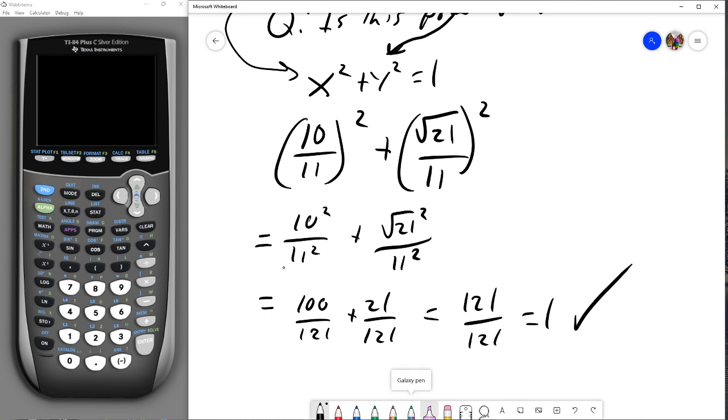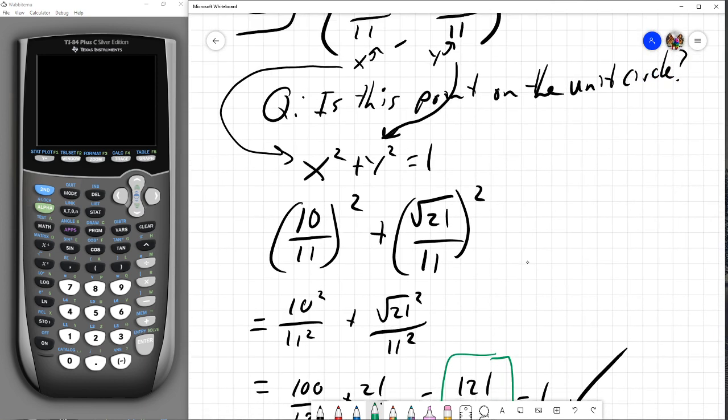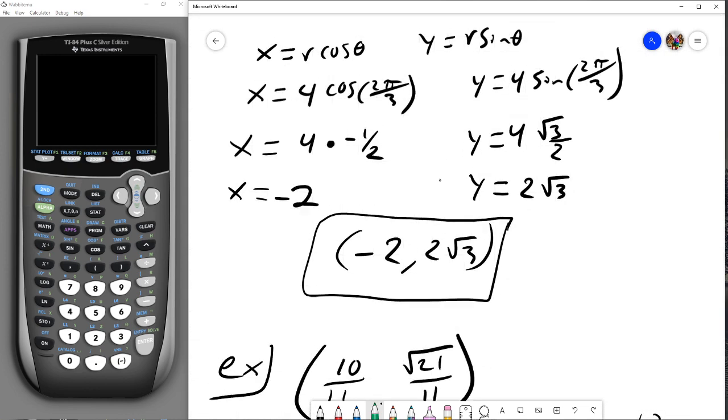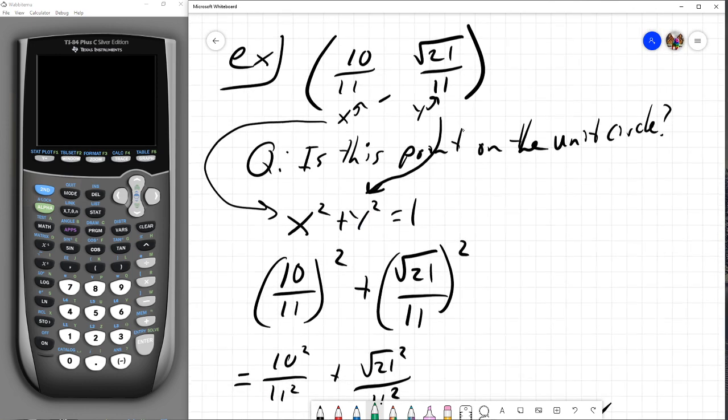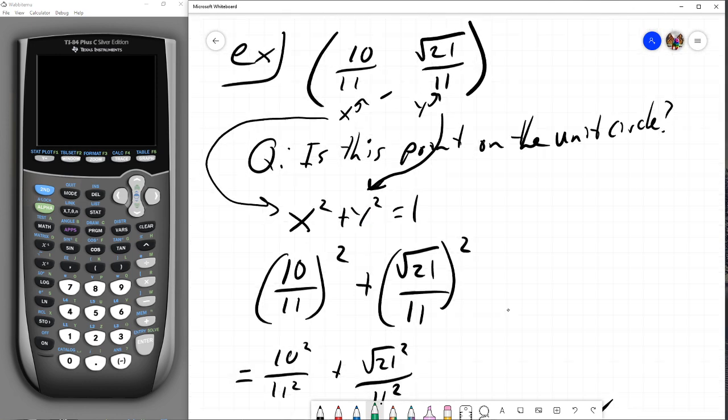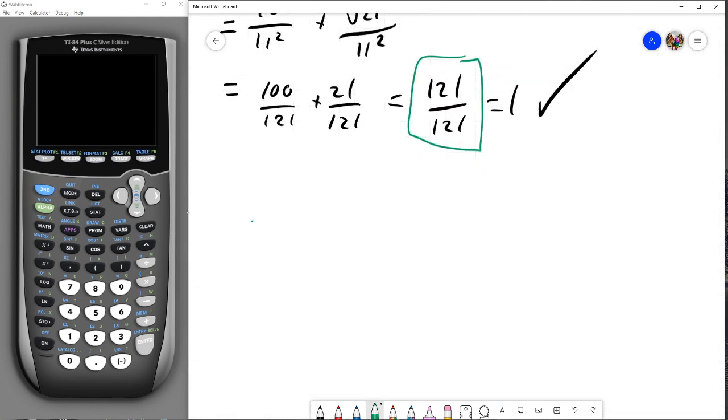To re-emphasize, once we add these quantities together, if you get something that is not 1, then you know it is not on the unit circle. In our case, this quantity boxed in green is equal to 1, so we know it is on the unit circle. So that's two kinds of questions we can ask about points on circles: one is finding xy coordinates with a given angle and radius, and another is whether a point is on the unit circle. We can ask another type of question like this one.